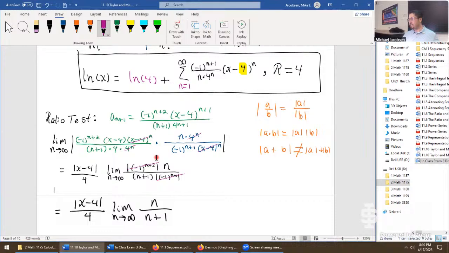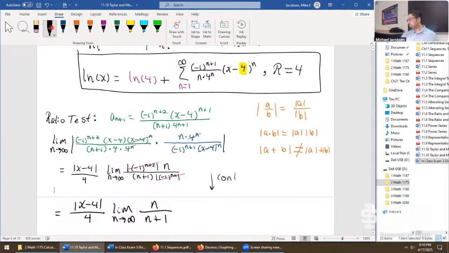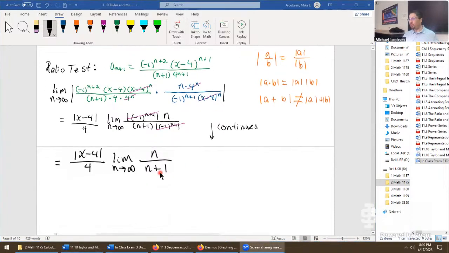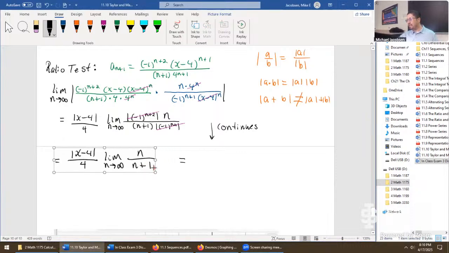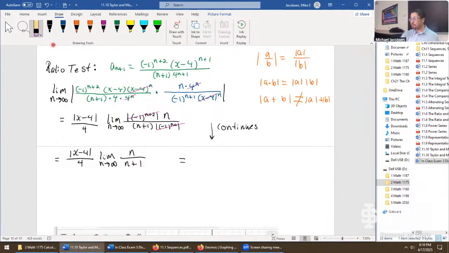Yep, absolutely. Other questions with the limit so far? Okay, well, with what we've got, that limit is a 1. So this turns into, it just looks funny. Let's see if we can make that look about the size I'd write it. This is going to turn into absolute value of x minus 4 divided by 4 times 1.